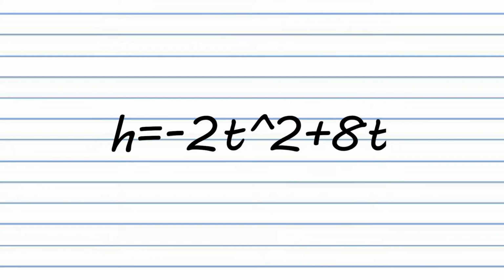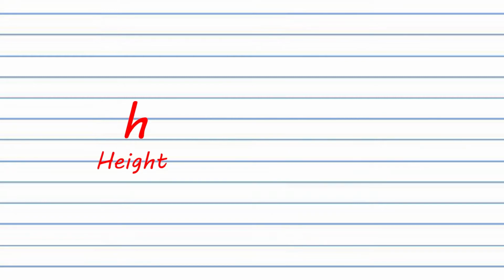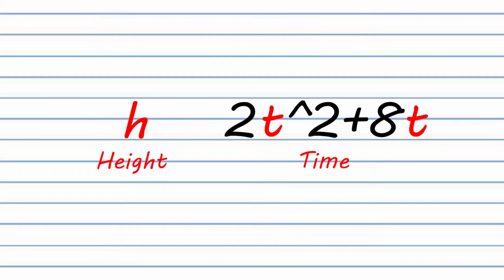Now that we've covered the basics, it's time to solve this problem. The problem is displayed using an equation h equals negative 2t squared plus 8t, which represents the height and time of the Olympic high jumper. But what are we missing? We're missing time and height. So how do we find these? It's simple. It's written all over the problem.